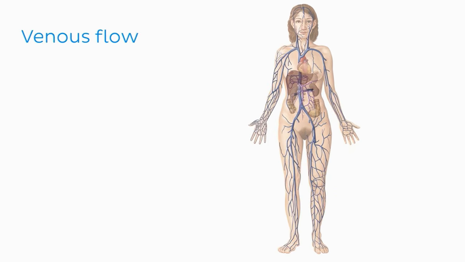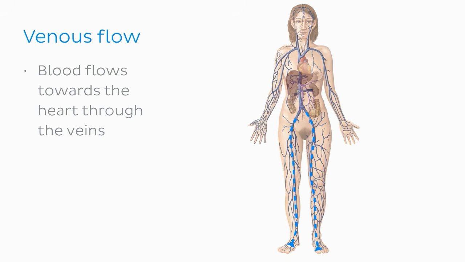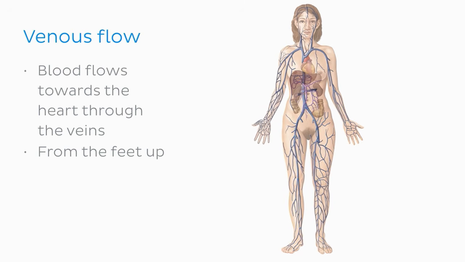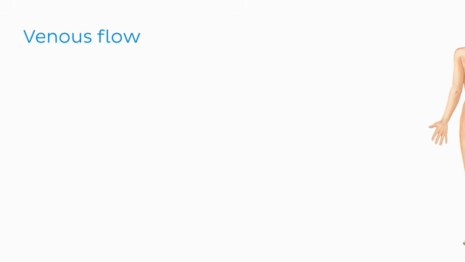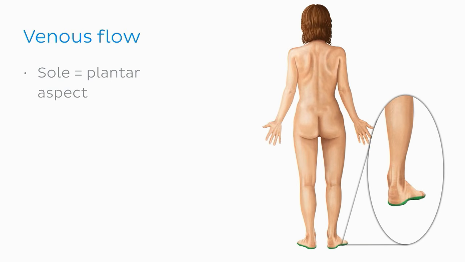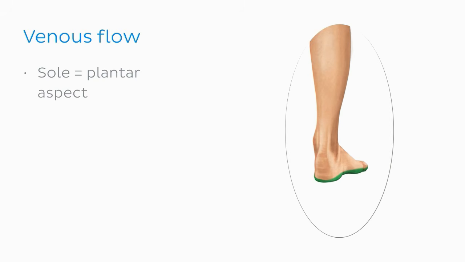So we're going to begin at the bottom of the foot, and remember, blood flows towards the heart through the veins. So in the case of the lower limbs, it's always going to be from the feet up, so we're starting at the beginning in a way. And the aspect of the foot that we're going to be looking at is also called the plantar aspect, which you can see in this image. And just note that the images we'll be looking at will mainly be the right foot, so this side will be our medial side, and this side will be our lateral side.